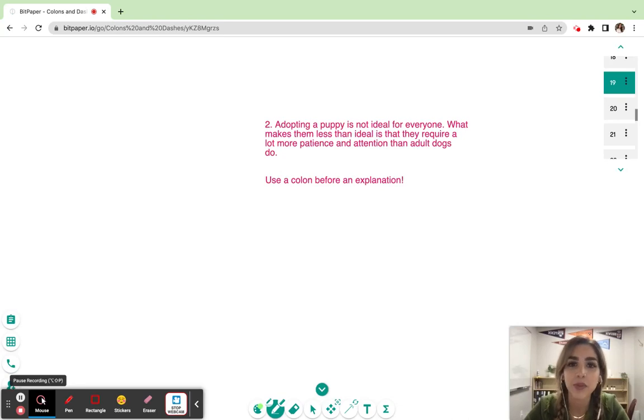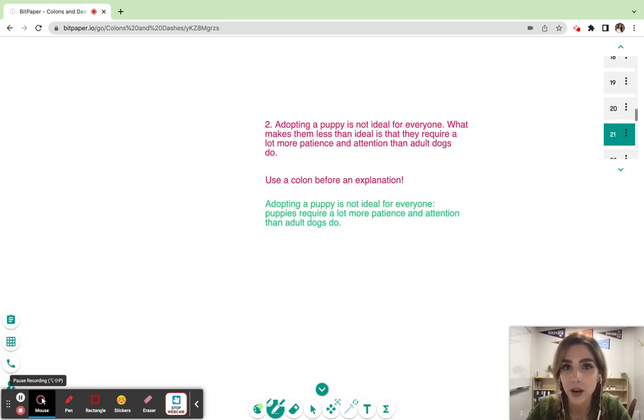Here's another example. Adopting a puppy is not ideal for everyone. What makes them less than ideal is that they require a lot more patience and attention than adult dogs do. What information does the second sentence give us? And does the first sentence set up any sort of question that is answered in that second sentence? And remember, a colon can be used before an explanation. So here is how a rewrite of these two sentences might look.